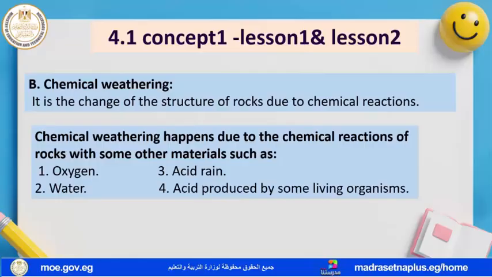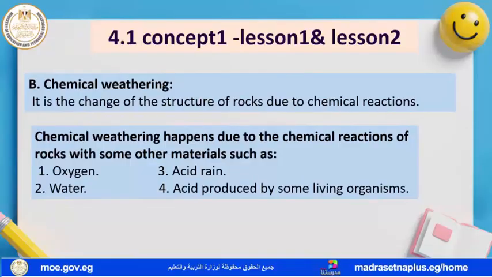Due to chemical reaction. Chemical reaction is made by dissolving water or wind or some breaking changes by temperature. Sometimes chemical reaction occurs due to acid rain. So it is the change of the structure of rocks due to chemical reaction. This is the definition of chemical weathering.